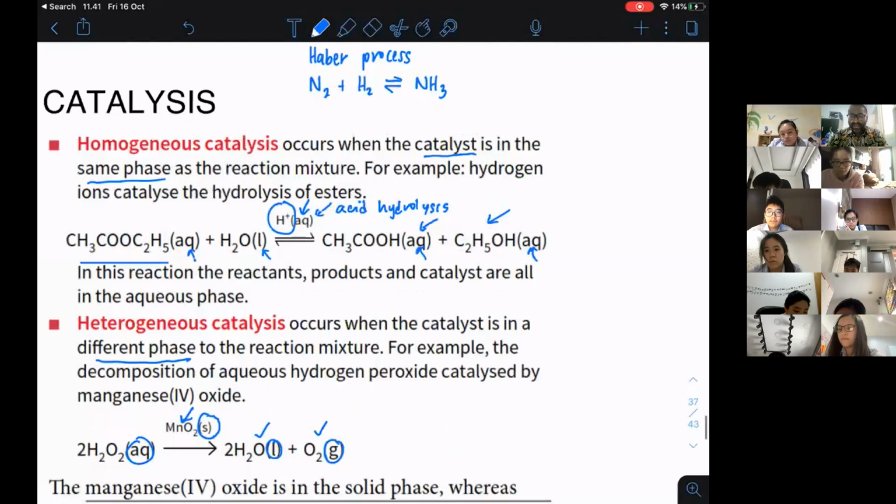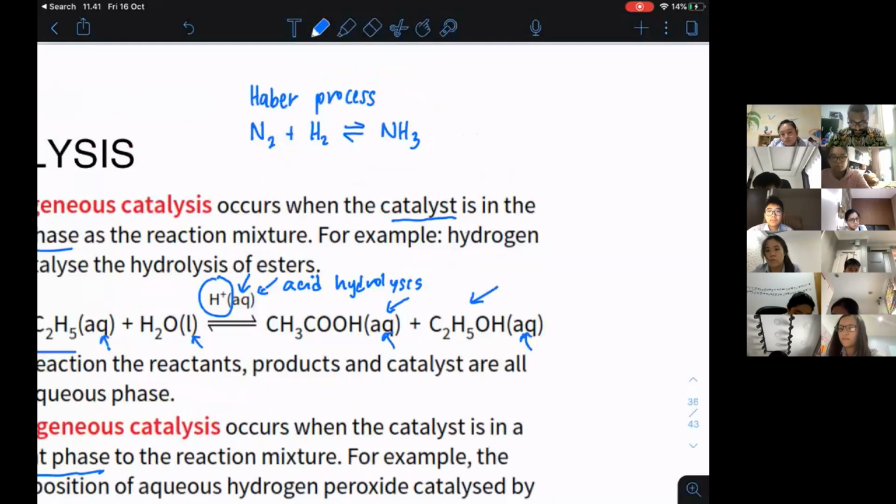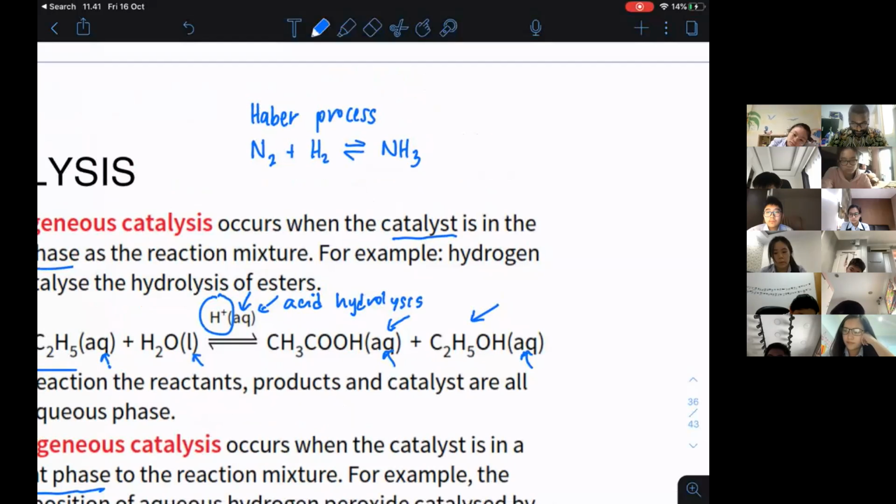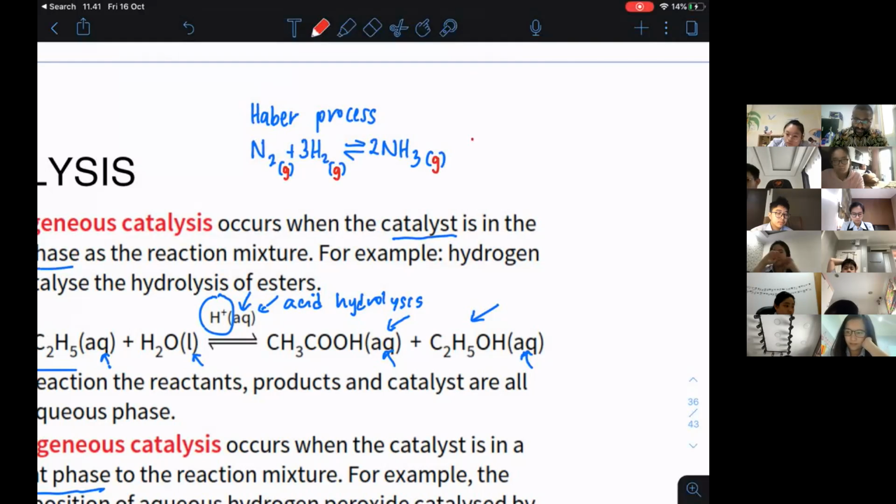Let's balance the equation. Charlton, how do you balance this equation? 3 on hydrogen, 2 on the NH3. Okay, can you give me all the states? Gas, liquid. How come ammonia becomes liquid? All of them are gas.